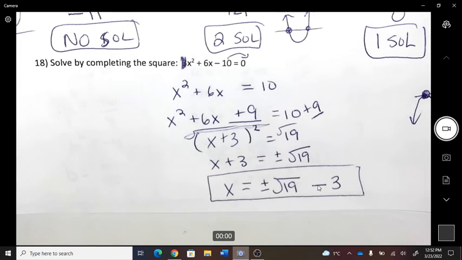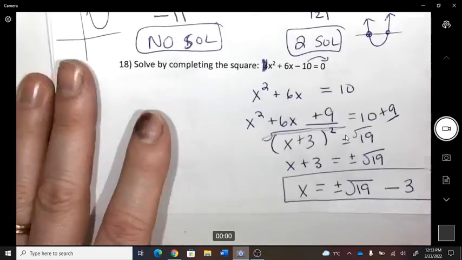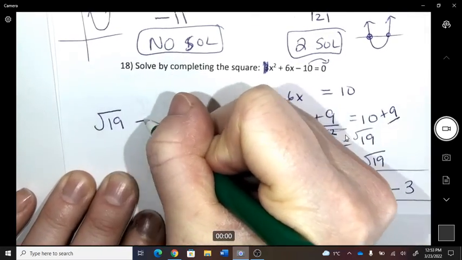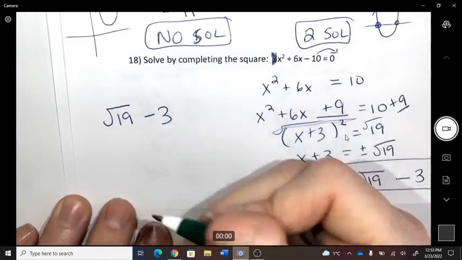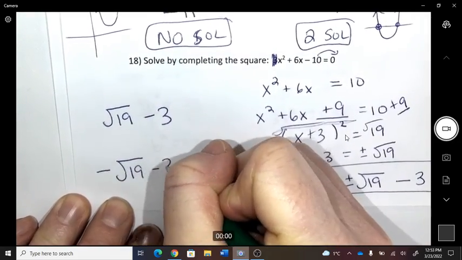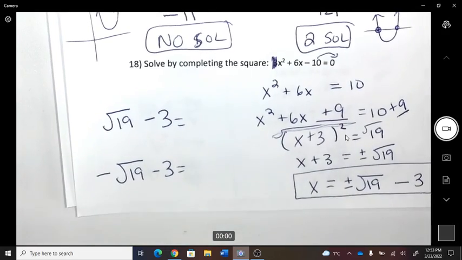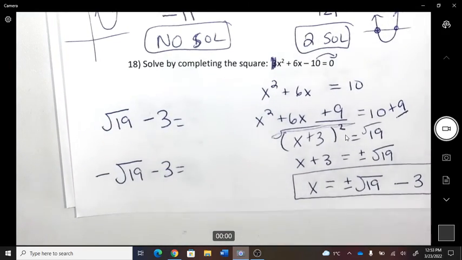Okay, I want you to leave it like that, and on your test I said leave in radical form, so that's good. But I also might say, can you change it to a decimal to check your answer? So can you figure out what those two answers will be in a decimal? So you're going to be doing root 19 minus 3, and then negative root 19 minus 3. So can you practice that? Because I did put that on your test. Put it in radical form, but then can you check your answer?